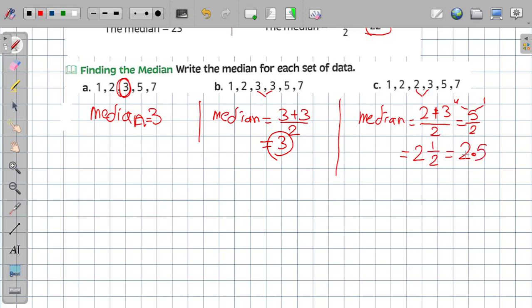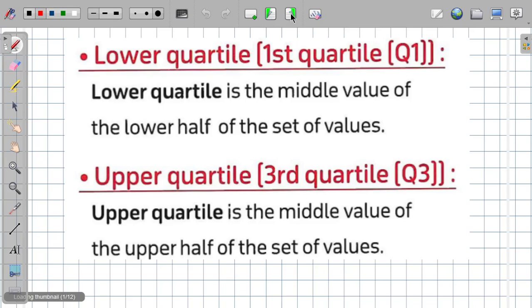Okay, so this is the definition of the median. The next thing about our lesson today is two definitions. The first one is the lower quartile and the second one is the upper quartile.